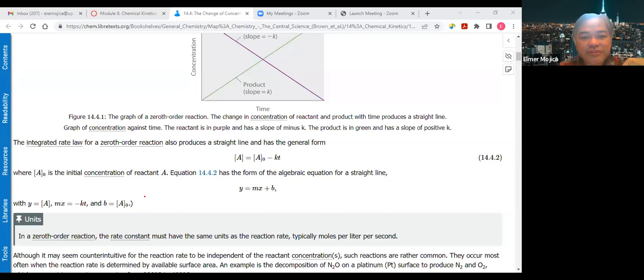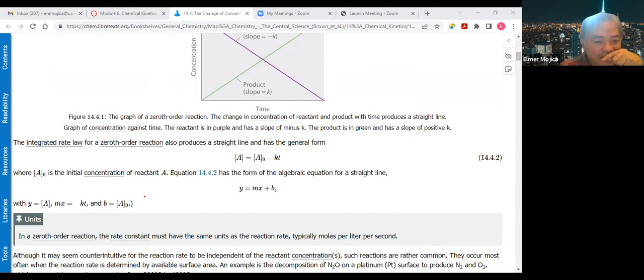So what does it mean if you have it on the line? This is the time. This is the A. In other books like me, I put it as A0. So that is the concentration we change in time. If you're going to look at this, you have an initial concentration. It's just plotted in the so-called y equals mx plus b.